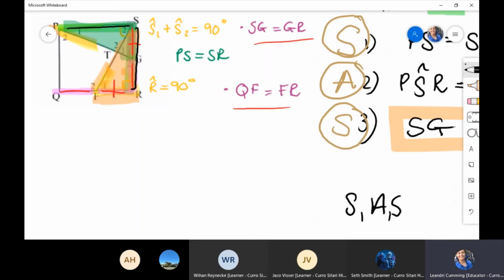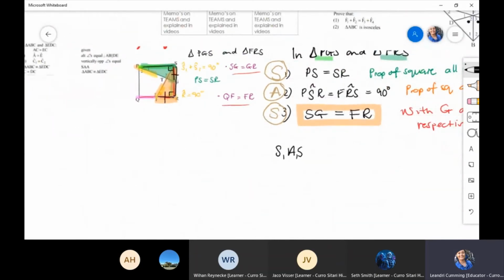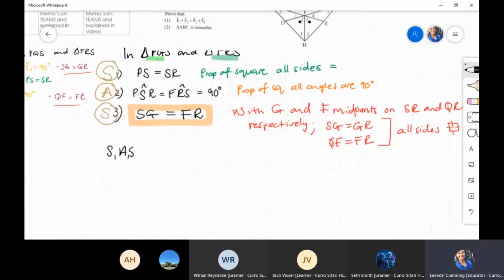And I've proven that this is my 90-degree angle there. I've also proven that this length here is in fact equal to this length here, which creates that beautiful proof called side angle side, where the included angle has been used. Therefore, triangle PGS is congruent.